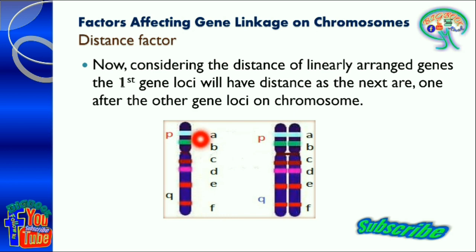So if you are going to denote or symbolize them with alphabets A, B, C, D, E, F, as the bands are appearing here, corresponding to that, the linear genes will be A, B, C, D, E, F. Now in the sister chromatid also, the loci are going to fall the same. So they are arranged one after the other.